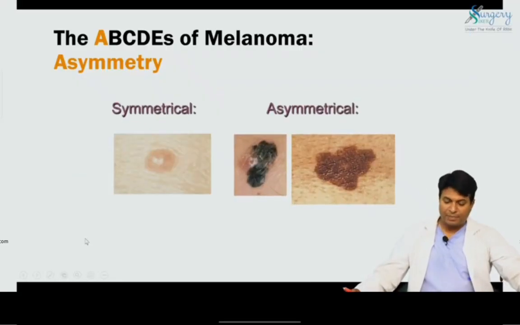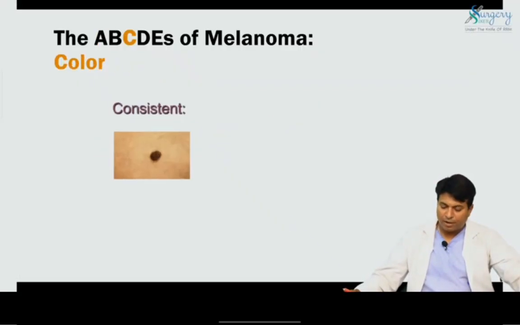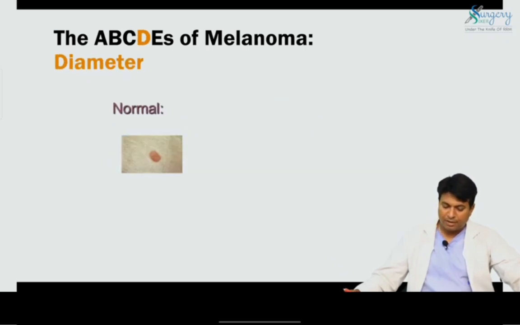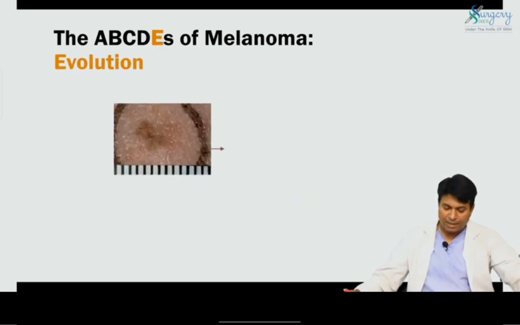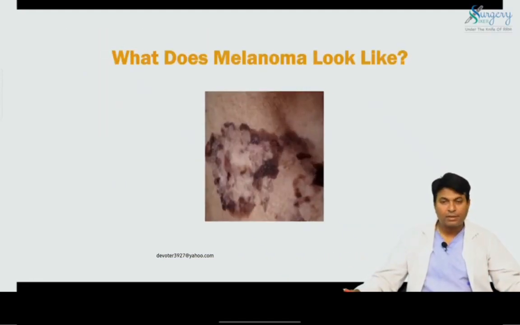So what are the features of melanoma? They will be asymmetrical. A for asymmetry, B for border irregularity. You can see the border irregularity. C for color variation, D for diameter more than 6 millimeter, E for evolution, elevation. Malignant melanoma can show all these features. All these are melanoma features.